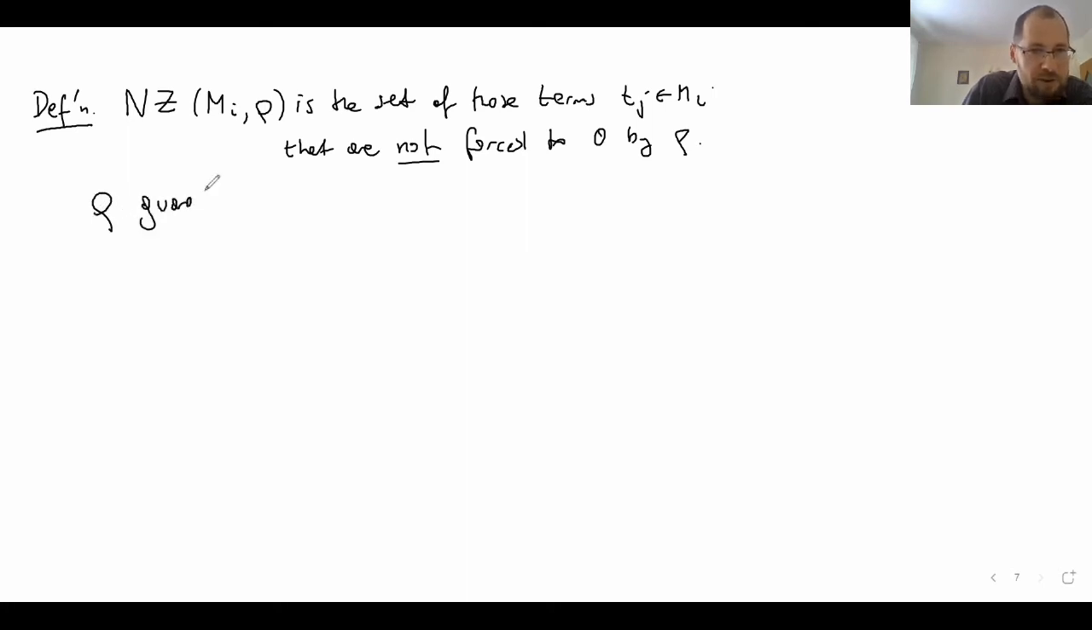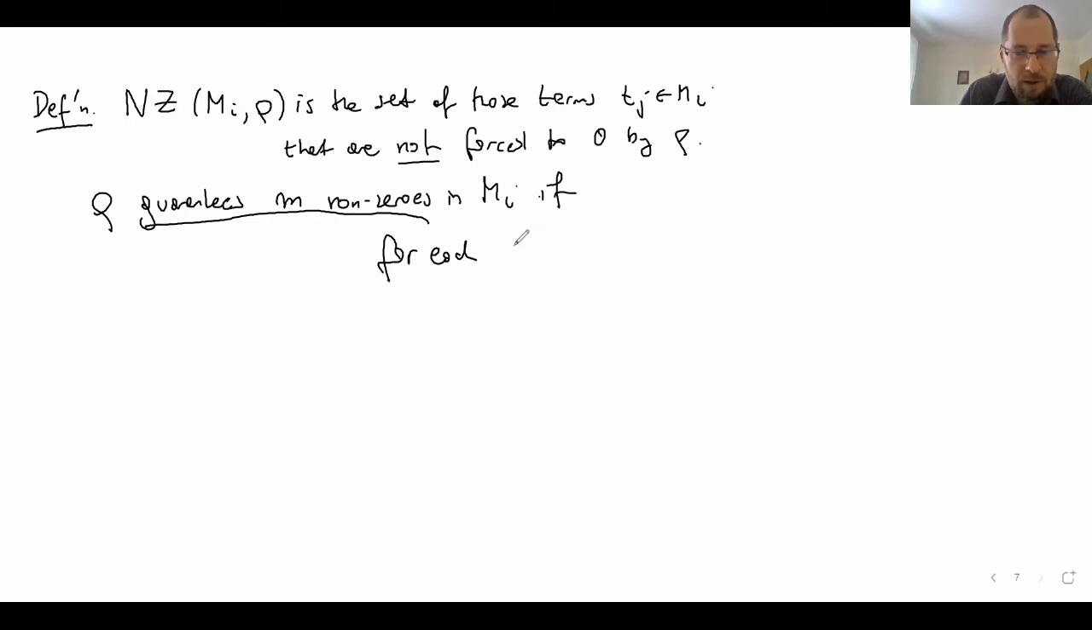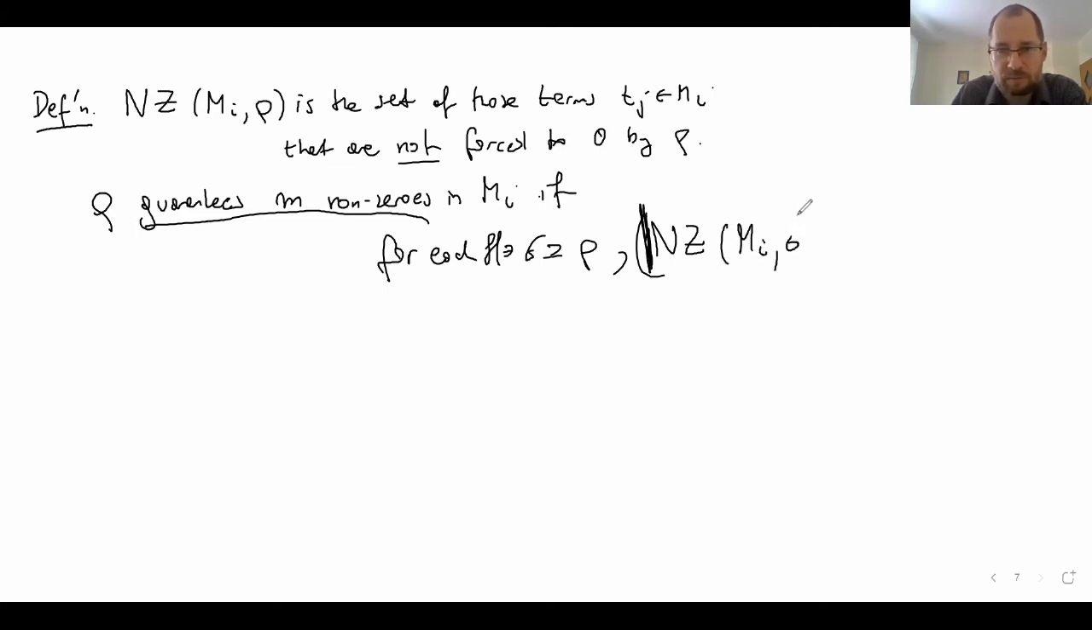So rho guarantees m non-zeros in MI. This means the following thing. If for every extension of rho, sigma, within the family, that extension sigma will still have many non-zeros, at least m.